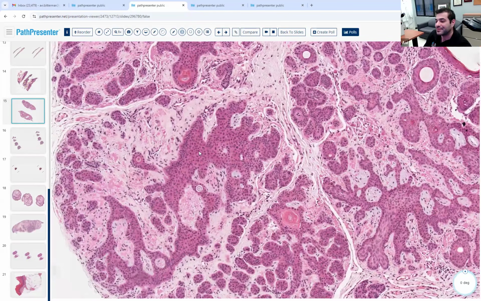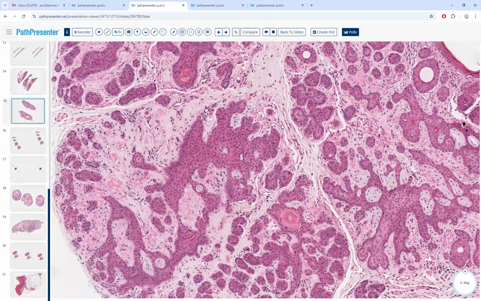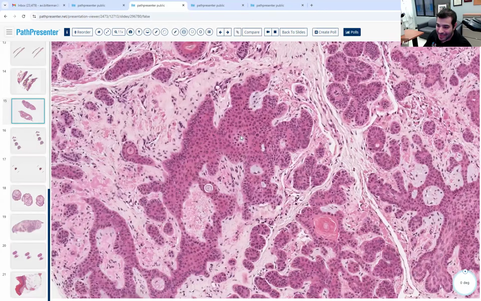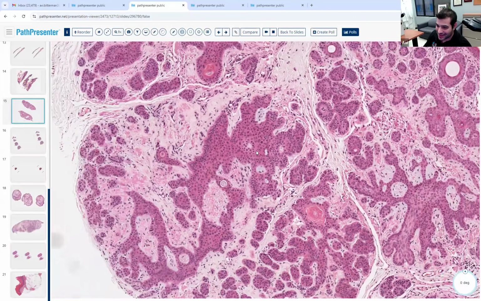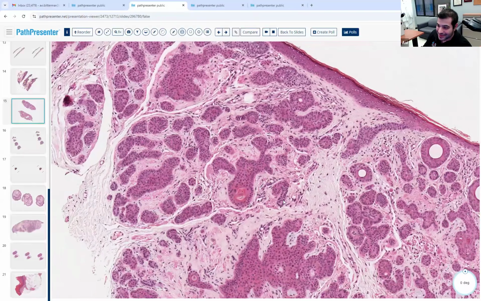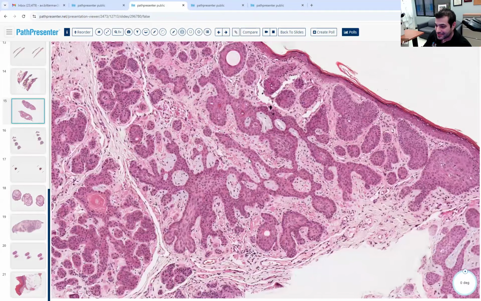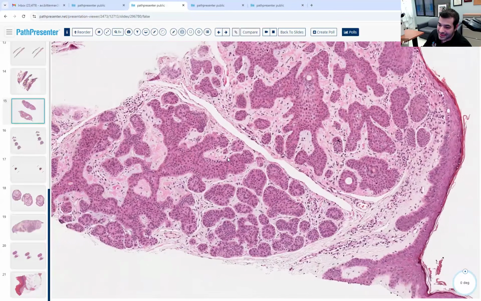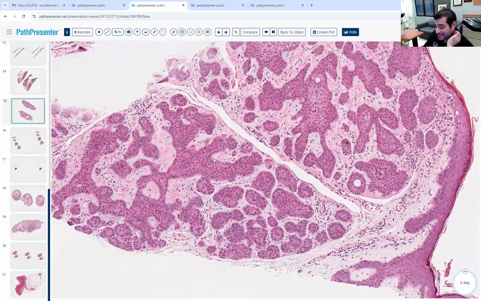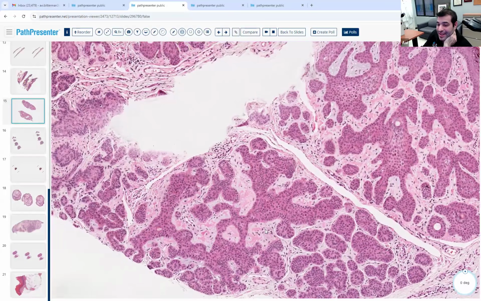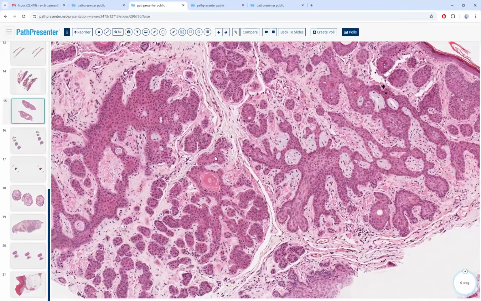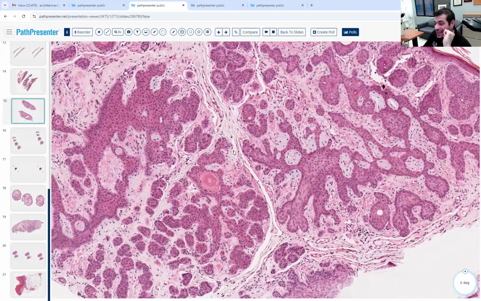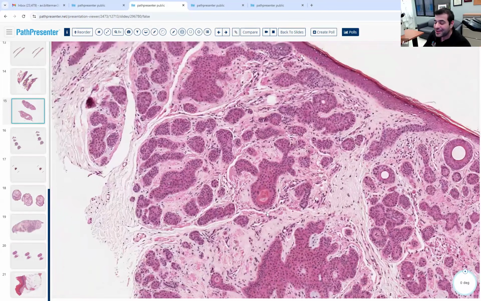What do we not have? There's no retraction and no palisading. Palisading is really not great for basal either. In fact, this is not a basal. Is this a basaloid follicular hamartoma? Yes, it is. Very good.